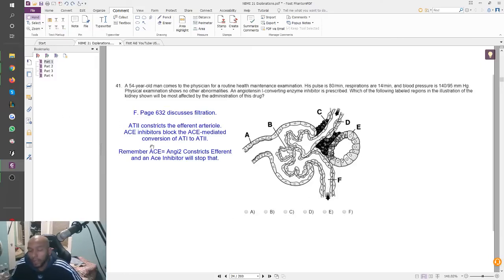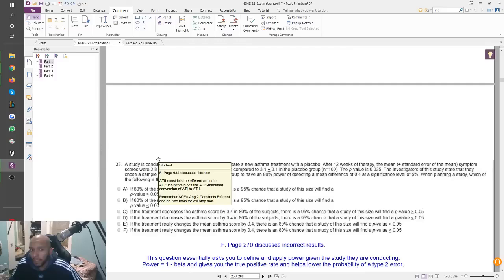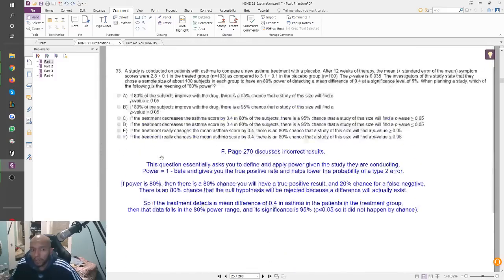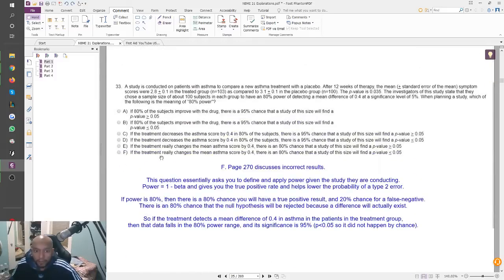Whereas prostaglandins, remember PDA, prostaglandins dilate the afferent. So if you're taking too many anti-prostaglandin medications, like NSAIDs, you can no longer dilate the afferent, and that can also cause renal injury. Right? It's renal protective to have PDAs working, prostaglandins working, so you don't want to mess that up.